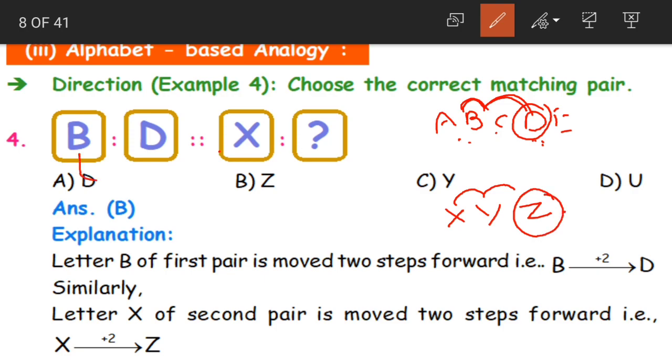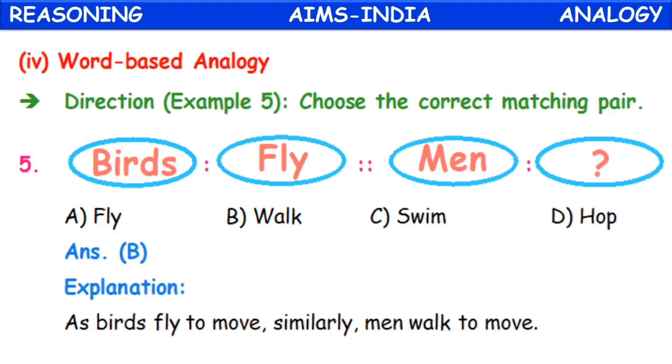The relationship between B and D is that if we move 2 steps forward, we'll get D. In the same way, to find out the letter that is related to our X, we have to move 2 steps forward from X. When we do that, we'll get Z as our answer. Option B, Z is the correct option. Understood, children?